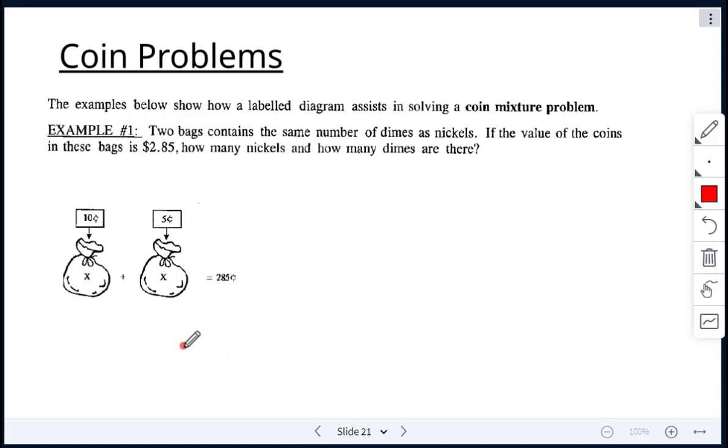All right, so let's take a look at this one here. We know that there's two bags and there's an equal number of dimes as nickels. So the first bag is x, that's 10 cents, plus x, which is 5 cents. The total is 285 cents. So to get our equation, it would look like this: 10x plus 5x is equal to 285.